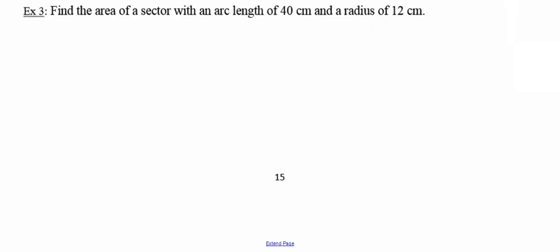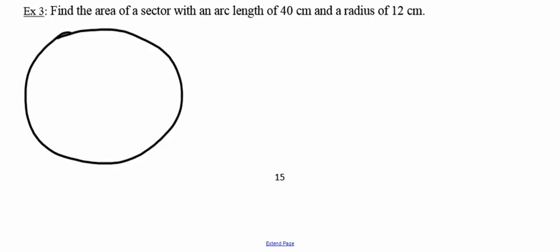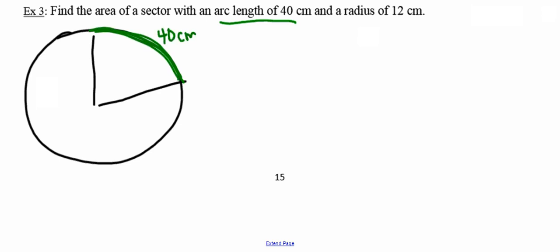So in number 3, it says find the area of a sector with an arc length of 40 centimeters and a radius of 12 centimeters. Because they don't give us a picture, the very first thing I'm going to do is draw myself a nice size sketch. I'm going to draw the sector in there. It tells us that the arc length of this sector is 40 centimeters. It tells us that the radius of the circle is 12 centimeters.